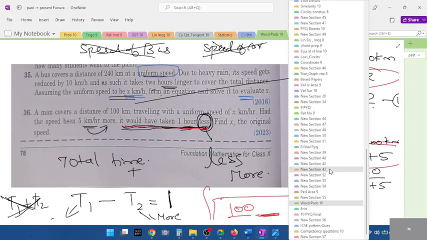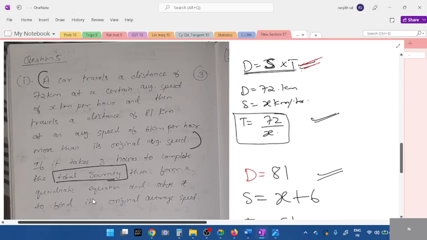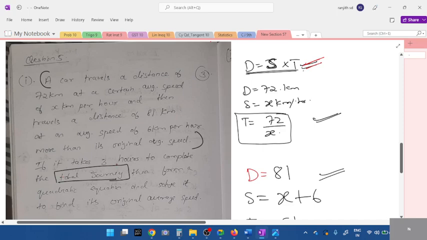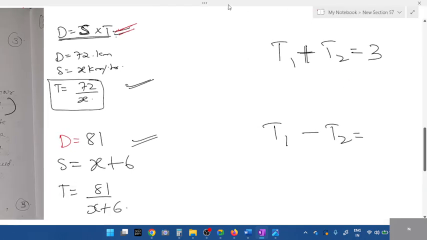Fine. But here the question was totally different. The question was, if it had taken 3 hours to complete the total journey, whether it is distance 1 or distance 2, for the total journey it had taken 3 hours. So you're supposed to add both, students. Add both.